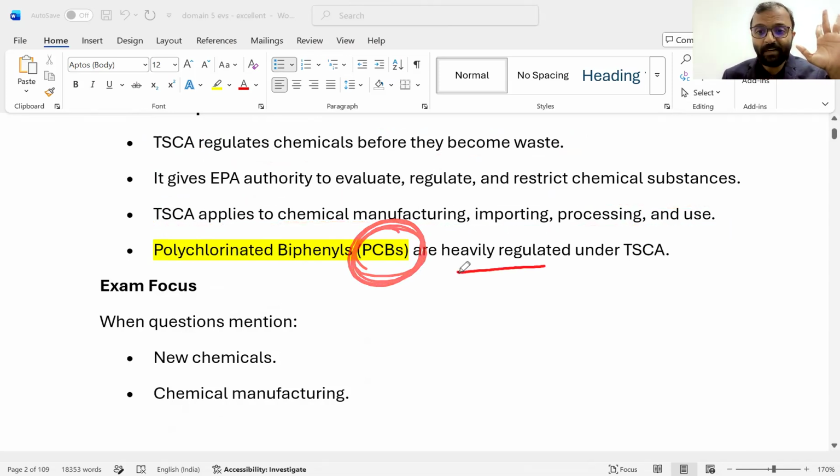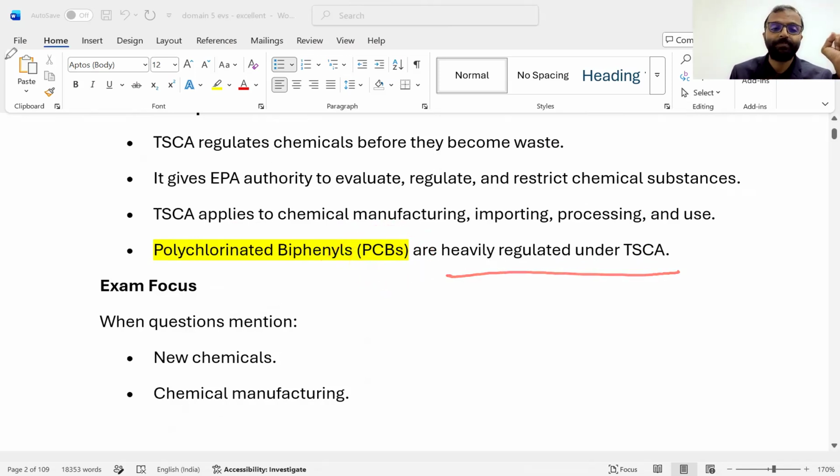PCBs are heavily regulated under TSCA. So in TSCA there are regulated chemicals. They will be asking about PCBs, polychlorinated biphenyls. PCBs are very important. They are heavily regulated in TSCA.